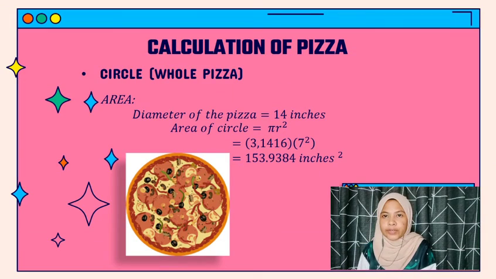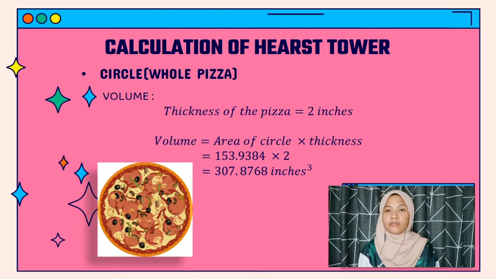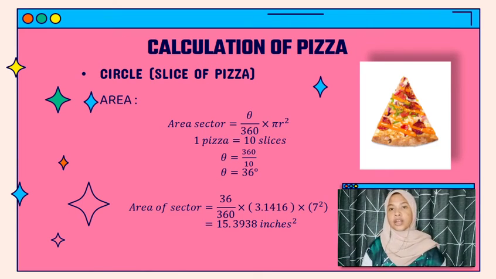Calculation of pizza. To find the area of the whole pizza, we use the formula pi r squared, where pi is 3.1416 and the radius is 7, so the total area is 153.9384 inches squared. The pizza has a thickness of 2 inches, so to find the volume, we multiply the area of the circle, 153.9384, by the thickness, and we get the volume of the whole pizza, which is 307.8768 inches cubed.